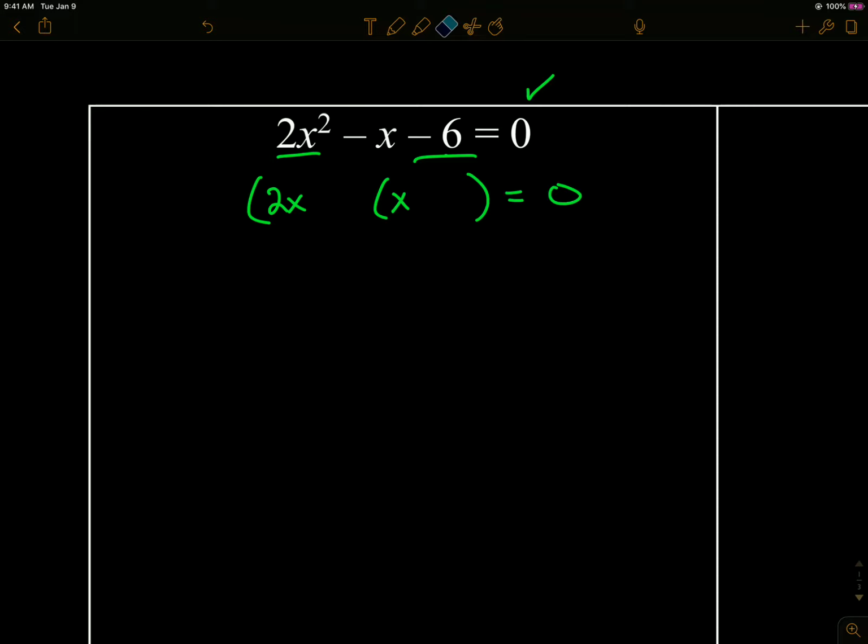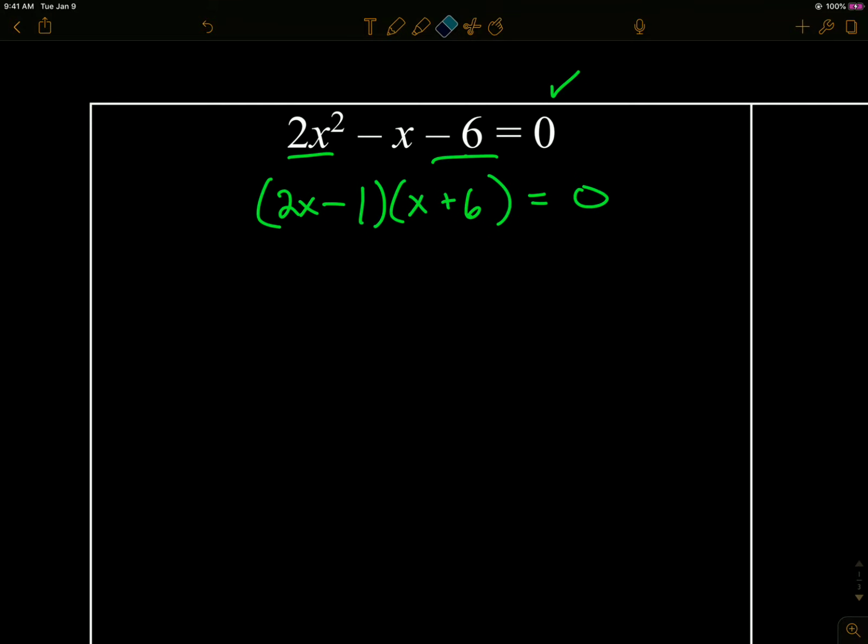We got a 4. So let's try other things that multiply to 6. Let's try a 1 and a 6, and we'll go with a negative 1 and a positive 6. So 2x times x is 2x squared, negative 1 times 6 is negative 6. Let's check the middle. This is 12x, and that's minus 1x. So I'm getting 12x minus 1x is 11x. That's not working. I'm going to try to switch the 1 and the 6 and see what happens. 2x times x is 2x squared. Negative 6 times 1 is negative 6. Let's check the middle. 2x times 1, so that's what we did before.